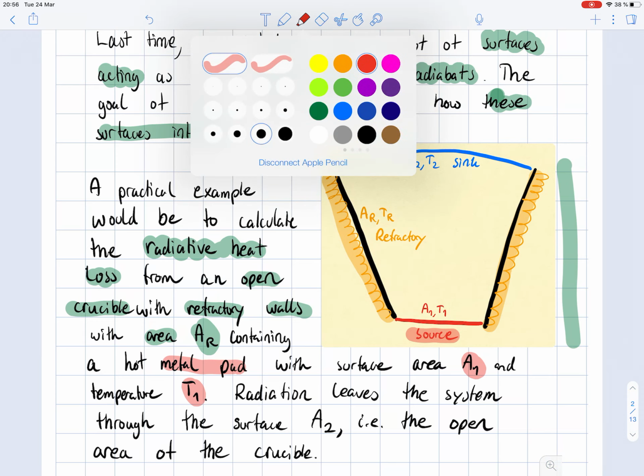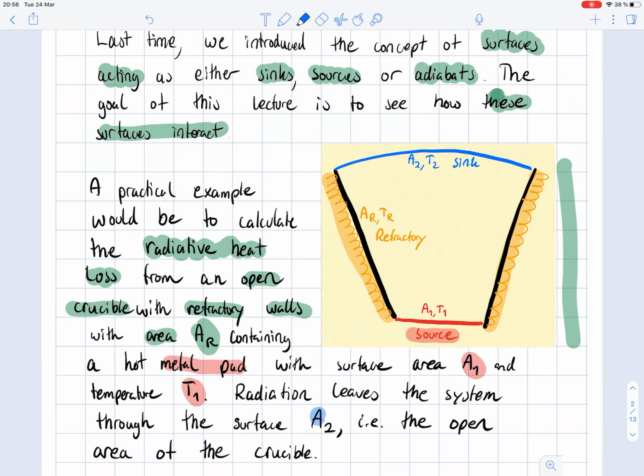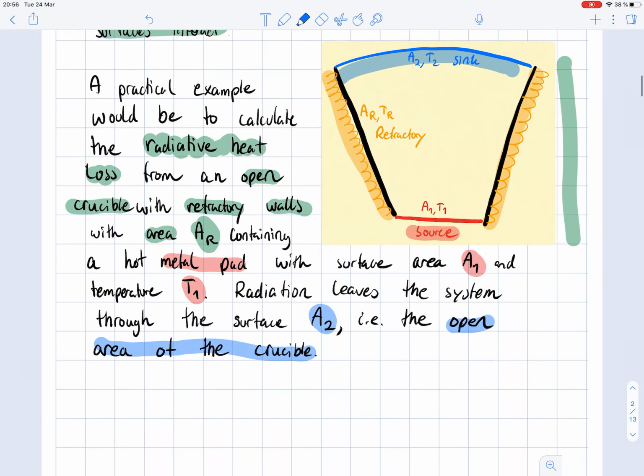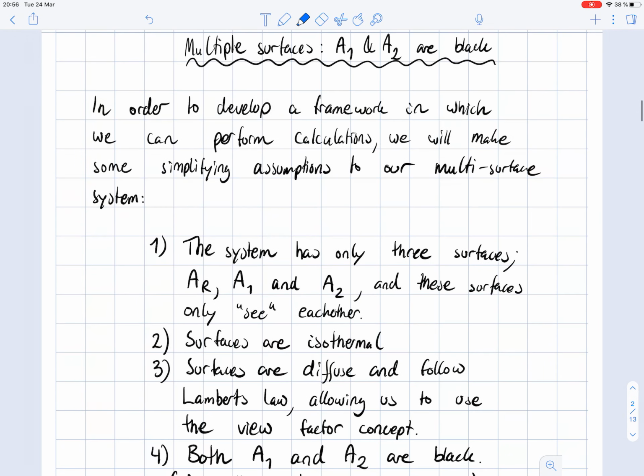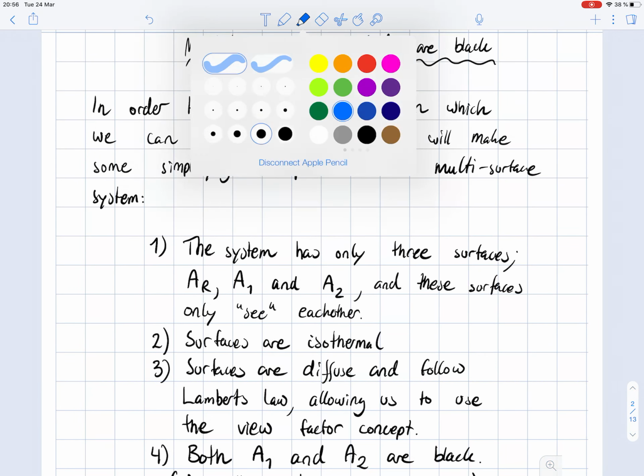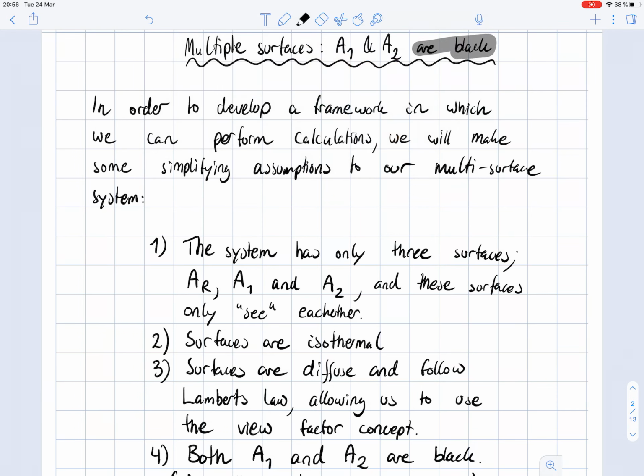The radiation will leave the system through a surface A2. And this surface A2 doesn't necessarily have to be a physical surface. It can be the open area of the top of the crucible. So the first place we will start is to assume that the surfaces A1 and A2 are black.